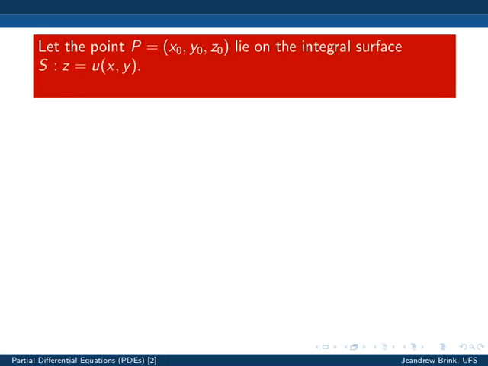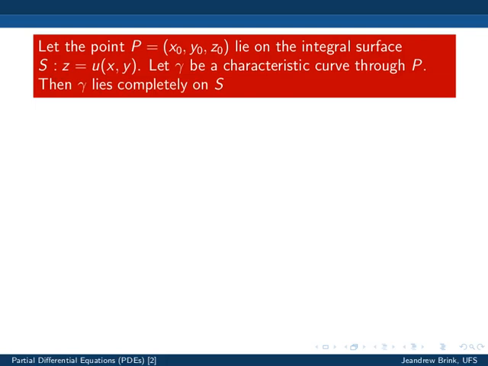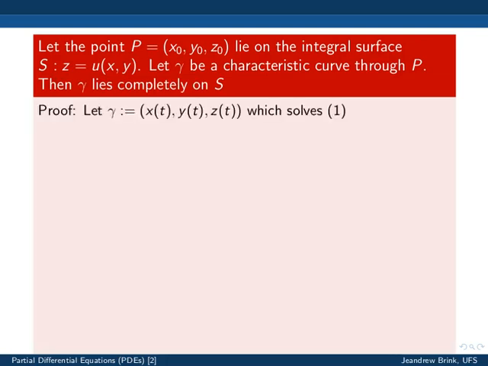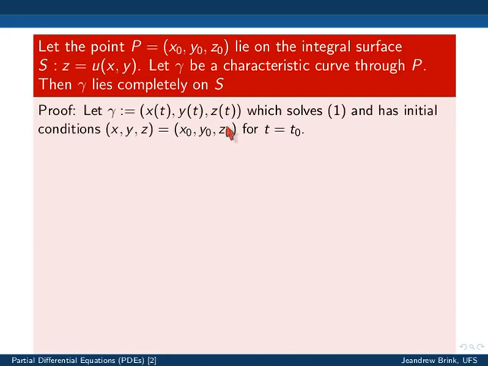Okay, and so we define S to be the integral surface now, and we say let gamma be a characteristic curve through P. We know that you can always find a characteristic curve through P, because you can choose P as your initial conditions, and then you know there's a unique curve. What we now want to show is that this gamma actually stays in S. Okay, and so basically that's what we want to prove, and the proof goes as follows. We can parameterize gamma, and it basically solves 1, which is the equation you've got in front of you. And it has initial conditions x, y, and z, which pass through that particular point P at time t0.